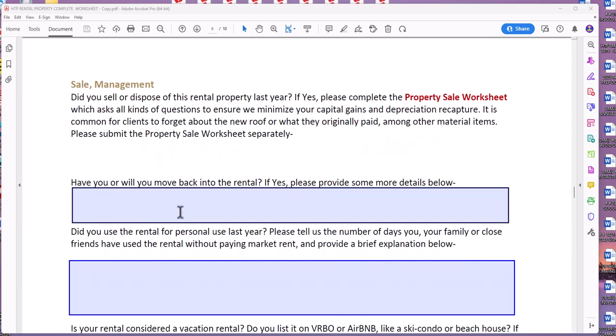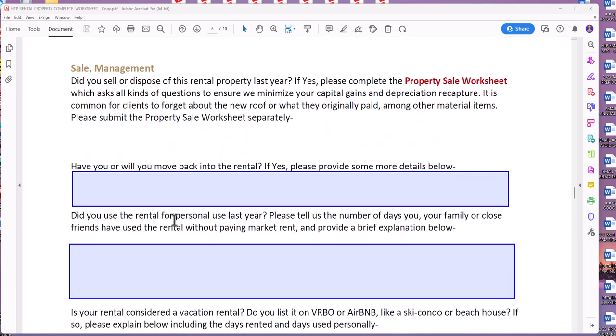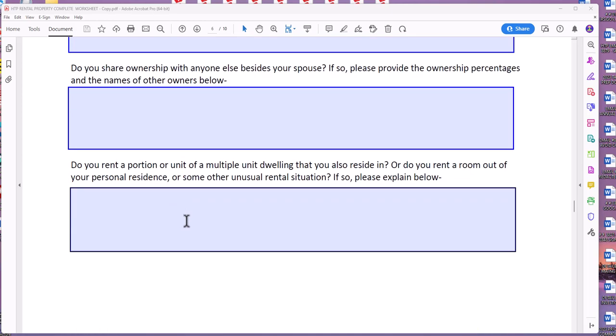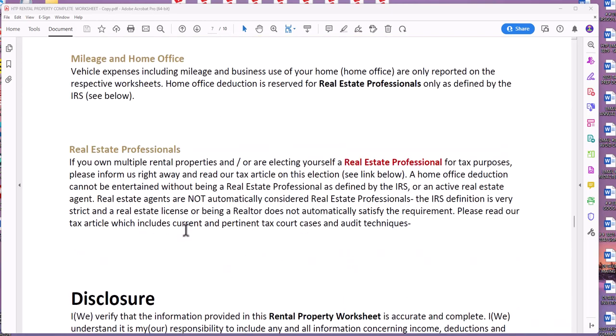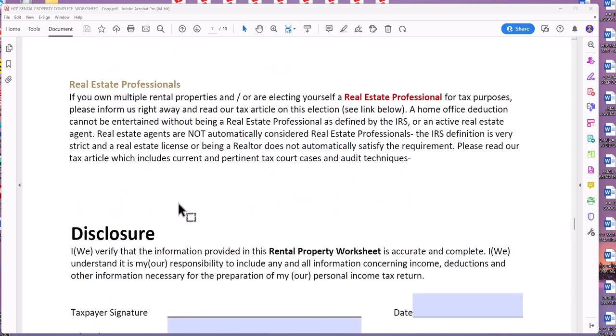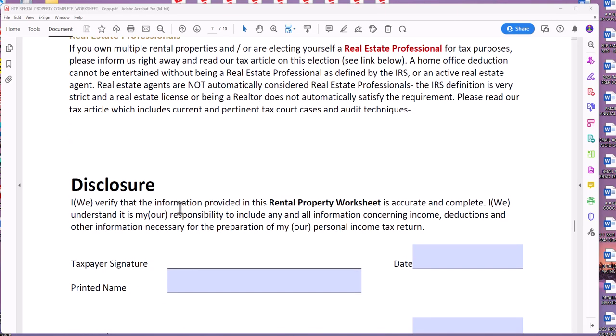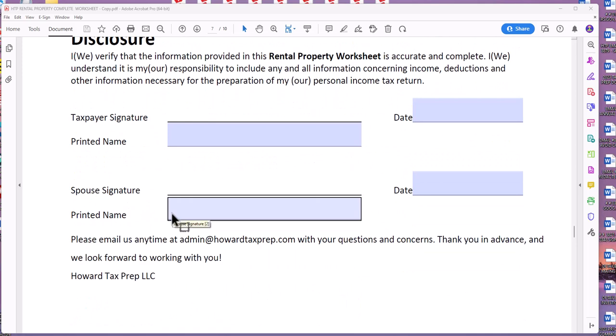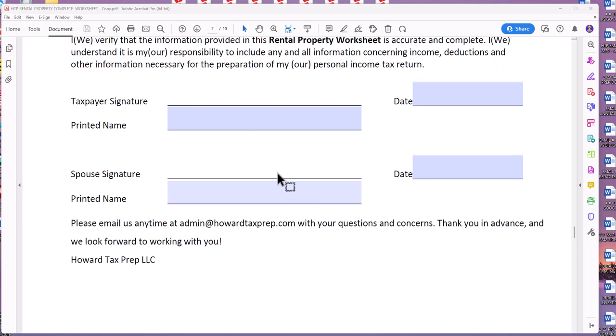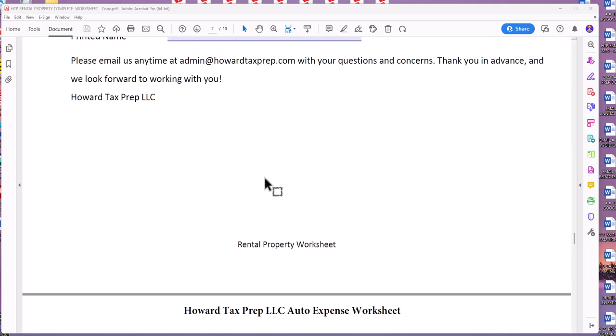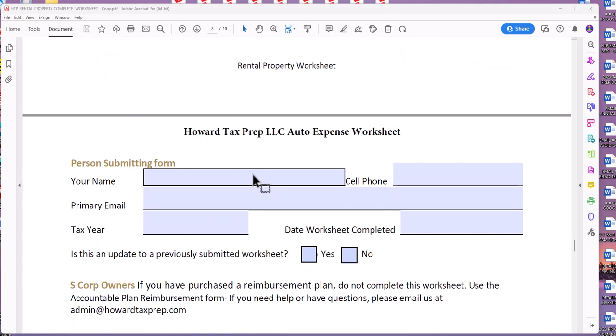Sale management, if you sold a property, we do have a different worksheet for that. So you really don't need to worry about this particular sheet. Page 7 just tells you about more mileage, home office, and who is considered a real estate professional. But you don't necessarily need to fill that out. We'll ask you any questions to figure that out. Okay. You're going to sign and print your name. It's not necessarily necessary to have your spouse sign and print if you are the one who handles the business.